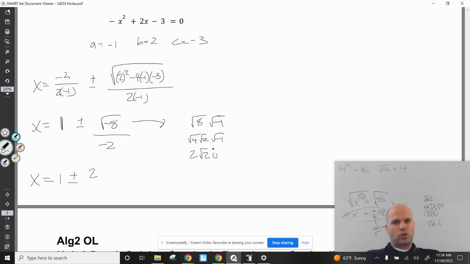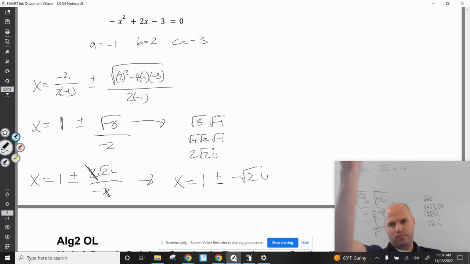Okay, so this is 2 root 2i over negative 2. I could take the 2 and divide it by the negative 2 and have negative root 2i. Now, it turns out when you add or subtract negative root 2i, it doesn't matter if it's negative root 2i or positive root 2i. It's almost like I could have divided everything by negative 1 and gotten the right answers.